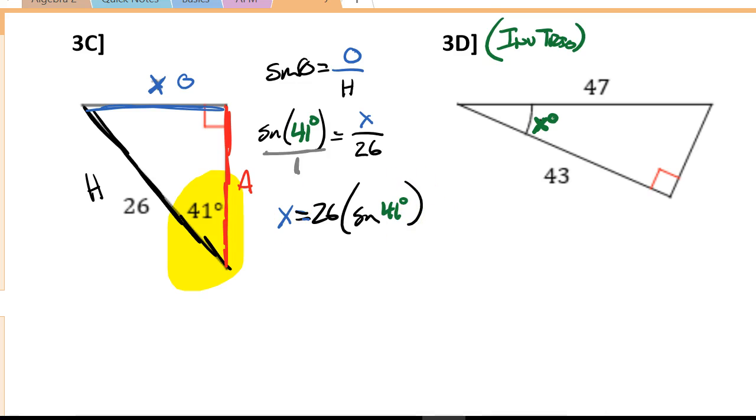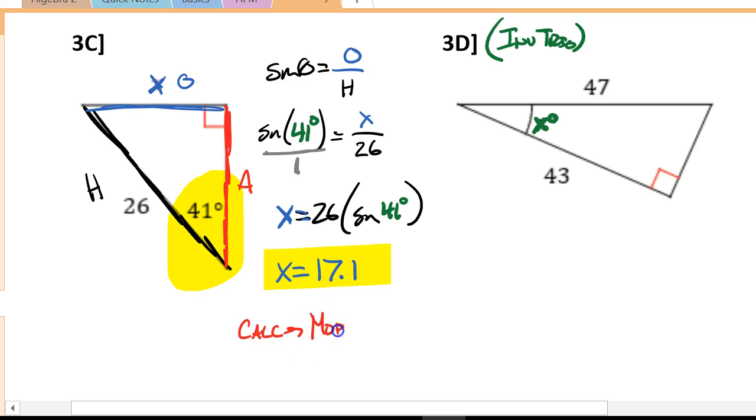X is by itself here, so if x is by itself, that means my answer is just 26 times the sine of 41 degrees. I can type this into my calculator, and we get an answer of 17.1. One thing to note on the calculator, we must be in mode of degrees. It makes sense that we're in degrees because we have a degree measure in our triangle.